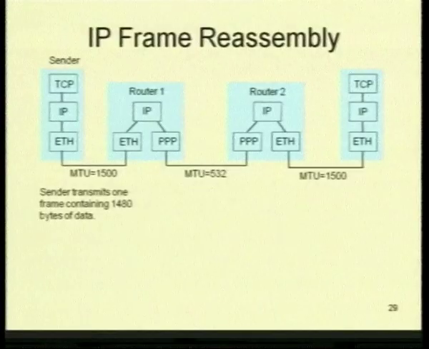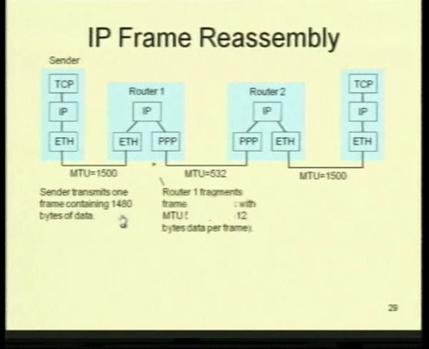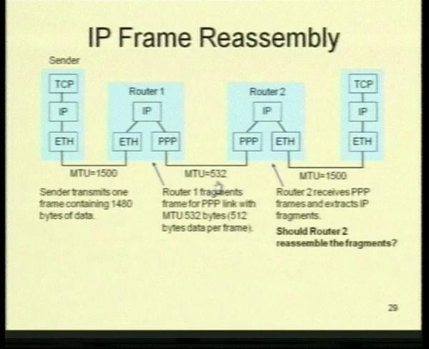So the reassembly part, as I said, takes place at the destination machine. As we saw over here, this is yet another example showing you the data being transferred on an Ethernet network followed by a PPP network which has a 532 byte MTU, followed again by a 1500 byte MTU. So now what happens here is router 1 would have already fragmented it to become 532 byte frames, but router 2 actually has a 1500 byte MTU on which it can send it.